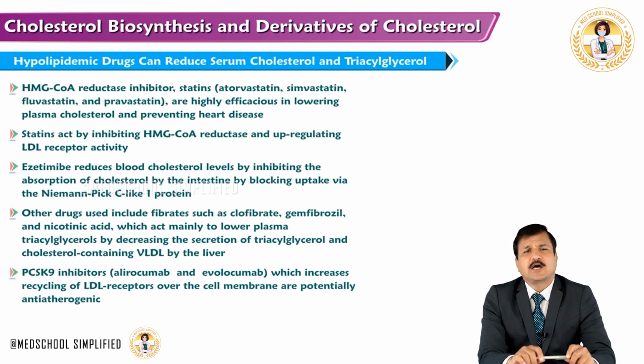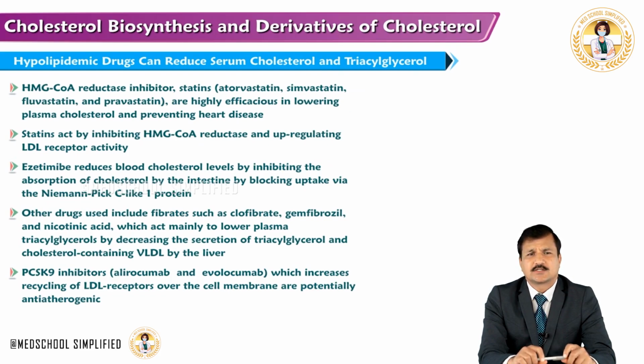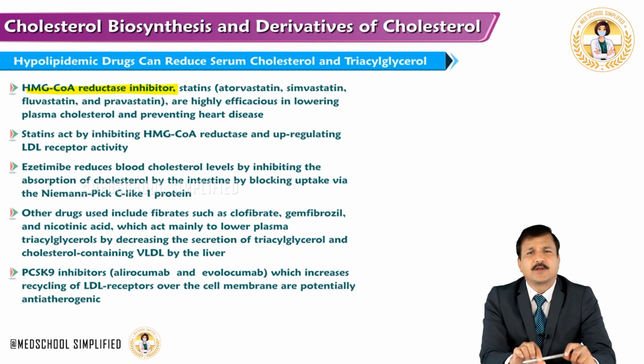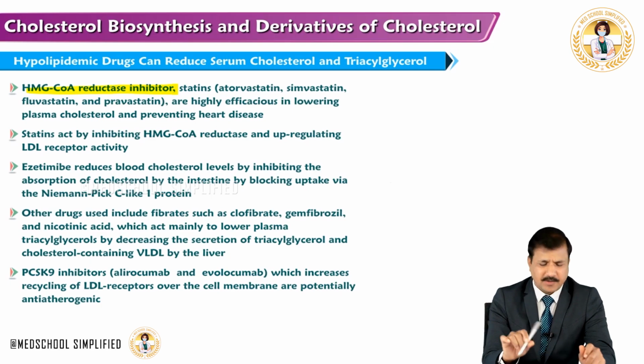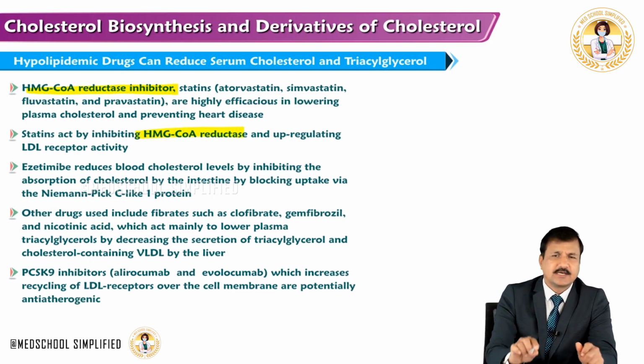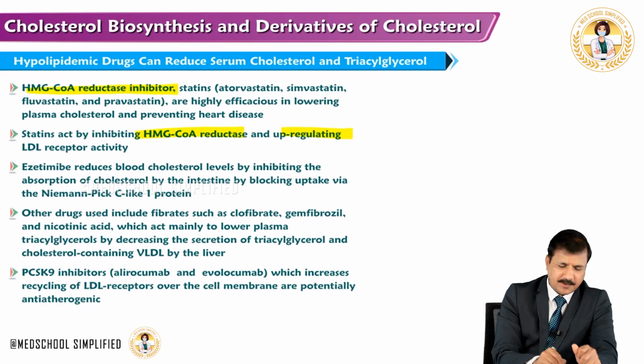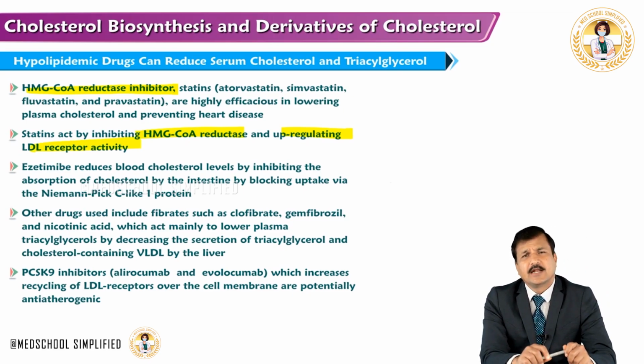Finally, some of the hypolipidemic drugs that can reduce serum cholesterol and triacylglycerol levels are HMG-CoA reductase inhibitors, which belong to the statin group of drugs. These are highly efficacious drugs in lowering plasma cholesterol and preventing heart disease. Statins act by inhibiting the HMG-CoA reductase enzyme by a competitive mechanism, and statins have also been shown to upregulate LDL receptor activity by decreasing LDL cholesterol inside the cell.